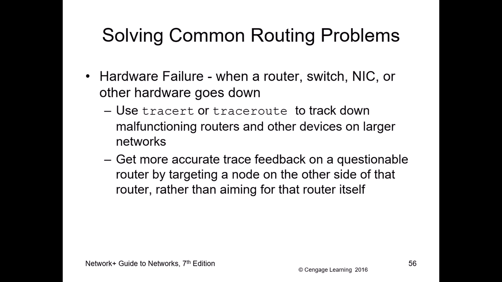If you think hardware failure, when a router, switch, or a NIC goes down, you probably want to use tracert or traceroute to track down where the problem is. So if you ping and you get a failure, it's probably in the path there's a router or a hop or a switch or something failed, malfunctioning, not letting your data go through. You want to find out which one. You've got tracert, and it will tell you where the data stopped moving.